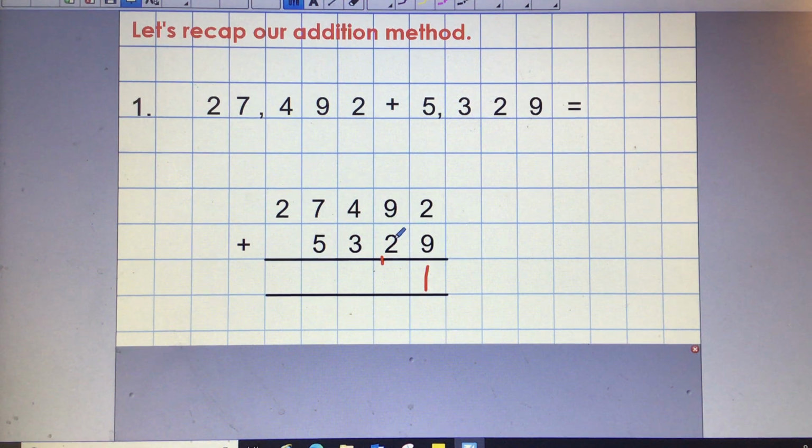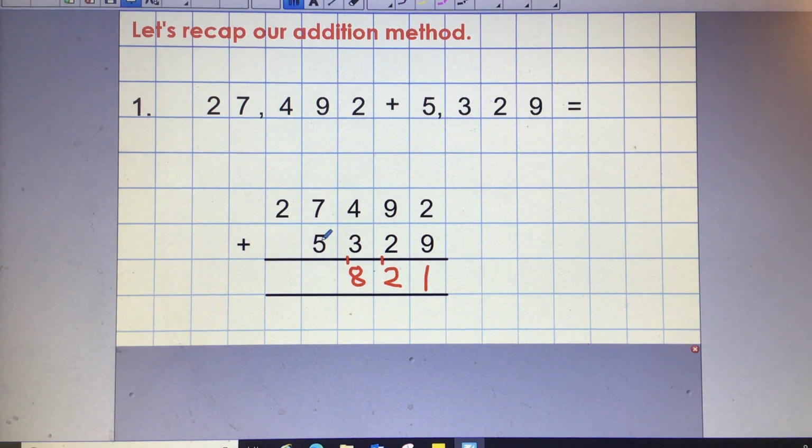Again, 9 add 2 is 11. This time we must remember that carry forward to add on. So 9, 10, 11, 12. 2 in the box, carry the 10 forward. 4 and 3 gives us 7. Don't forget to add the carry forward. Gives us 8.